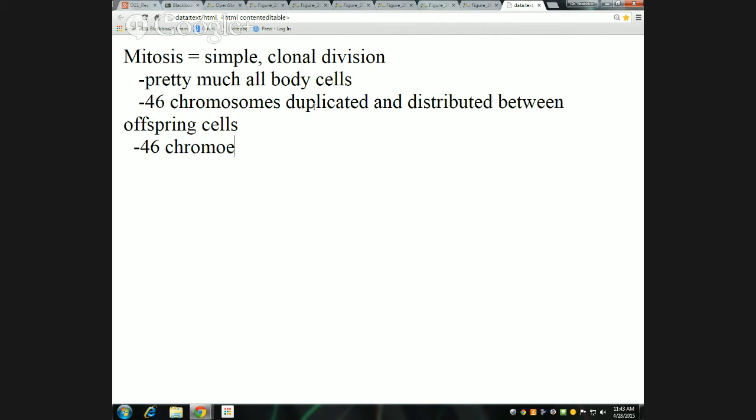46 chromosomes represents 23 pairs. Okay. So really, humans have 23 different chromosomes. You get one from mom and one from dad. And so we have 46 chromosomes because there's 2 of each chromosome. Now, the 23rd pair is the sex chromosome, so it's a little bit different exactly what's happening there. But we still consider that a pair.